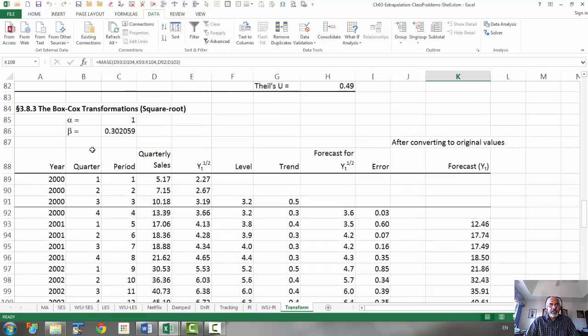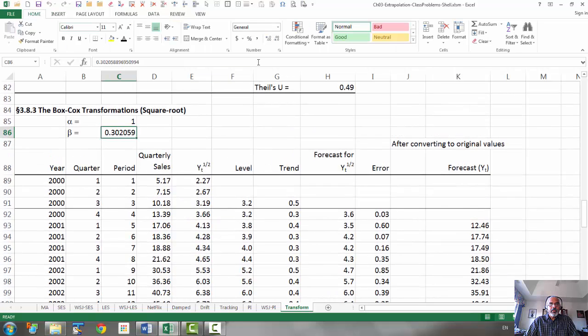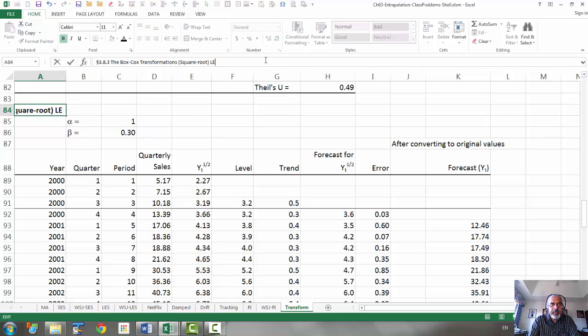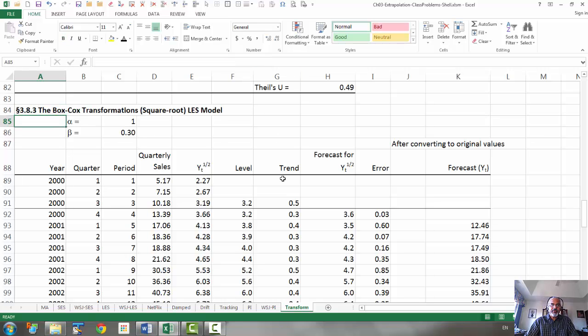So here are the optimum values for alpha and beta. Now, of course, remember we are using the LES model here for the square root transformation. I'm only illustrating what's given in the textbook. For each of them, you may want to try different ones.